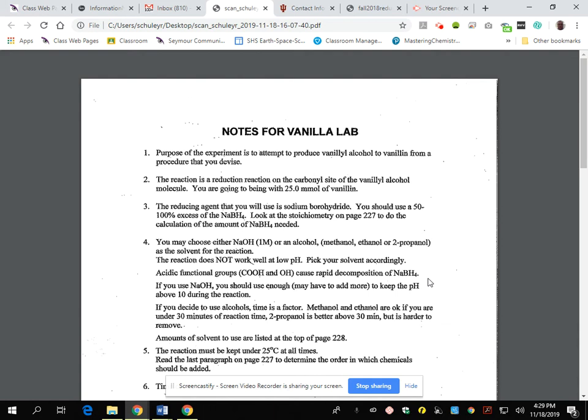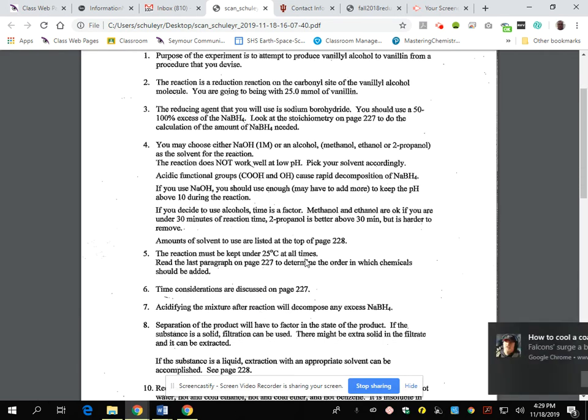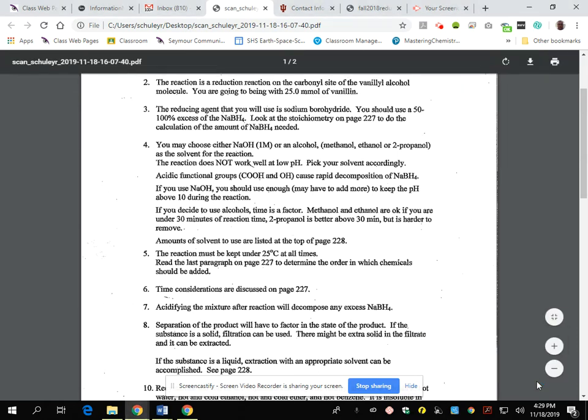And the problem with it is it's harder to get out of there. And amounts of solvents to use are listed on top of page 228. You must keep the reaction under 25 degrees Celsius at all times. This is one of the few times we've had a reaction where we've had to monitor that.